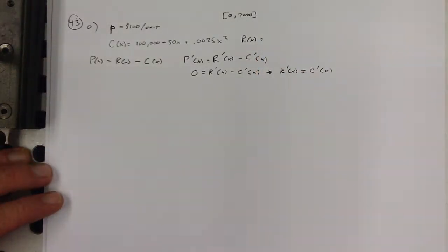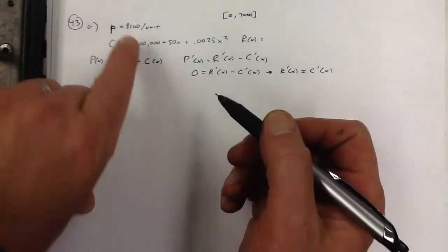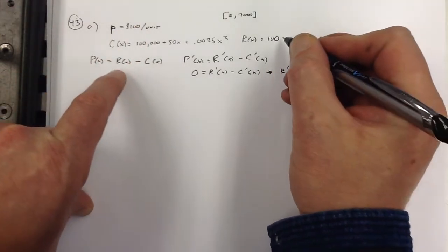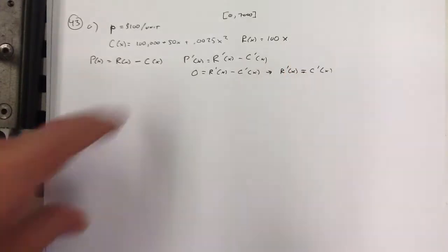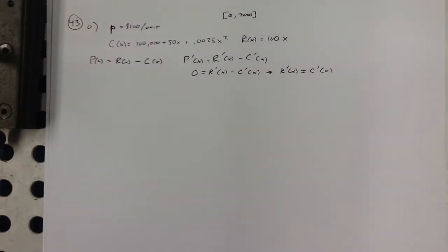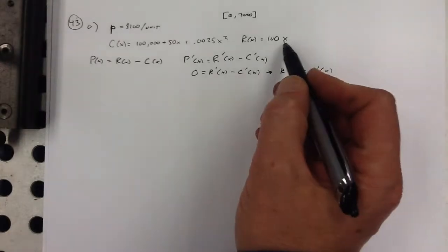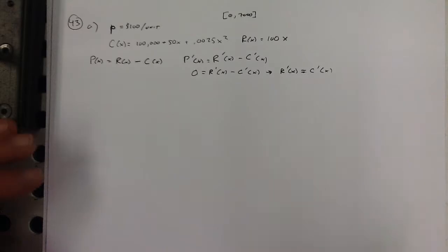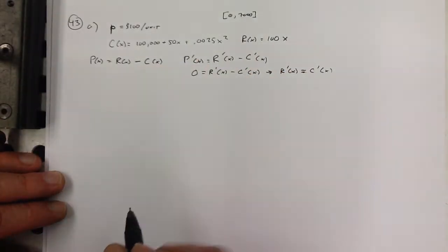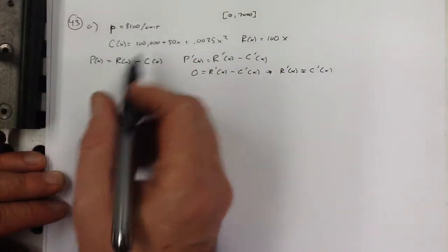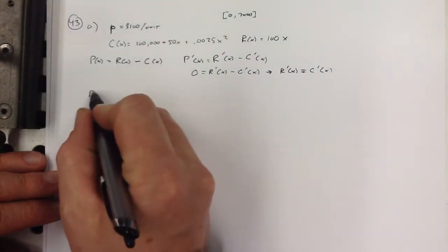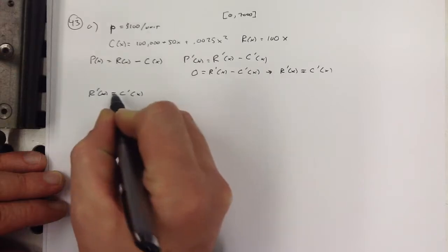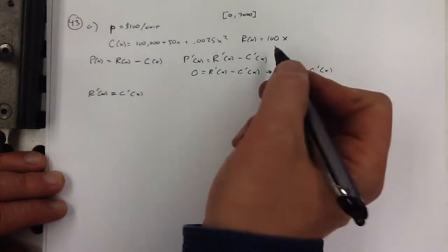Well, the amount of money you're going to bring in is just how much each unit costs times how many units you sell. That's all, right? If you sell x units and they cost $100 a piece, then that's how much money you bring in, 100 times x. Okay, so marginal revenue equals marginal cost, so I'm going to find the derivatives of those and set them equal to each other. So R prime of x equals C prime of x. That's when we're going to maximize profit.